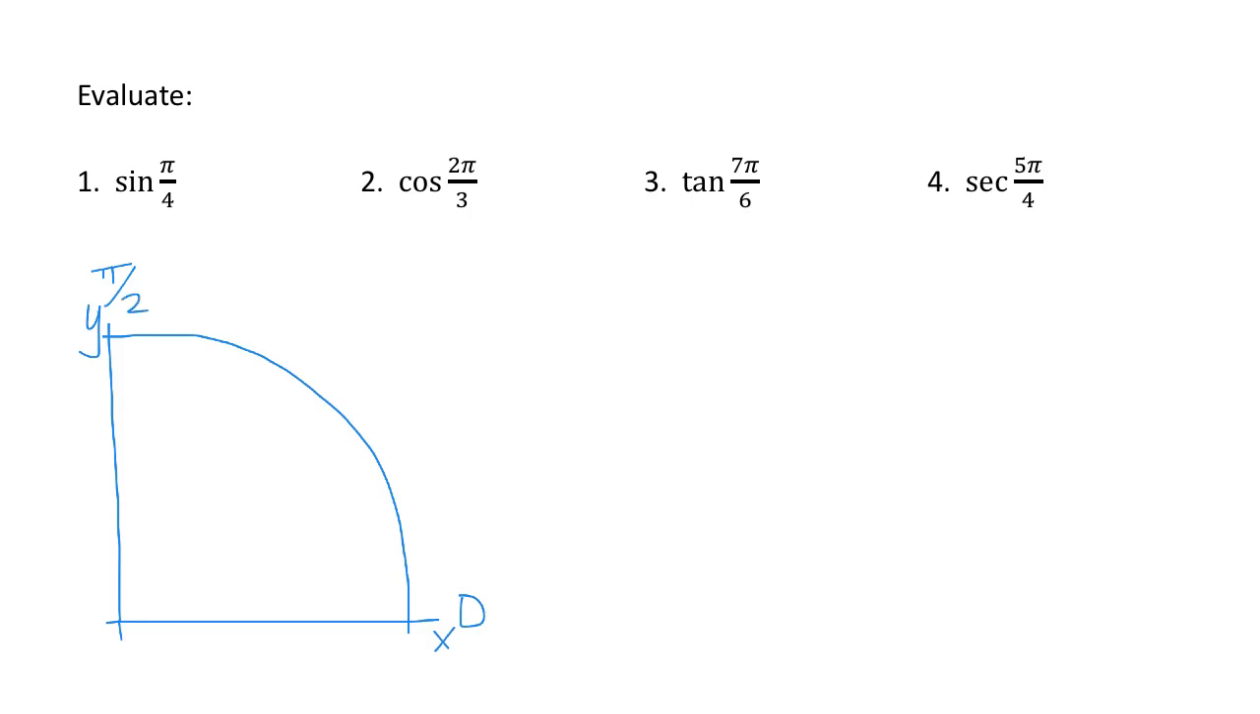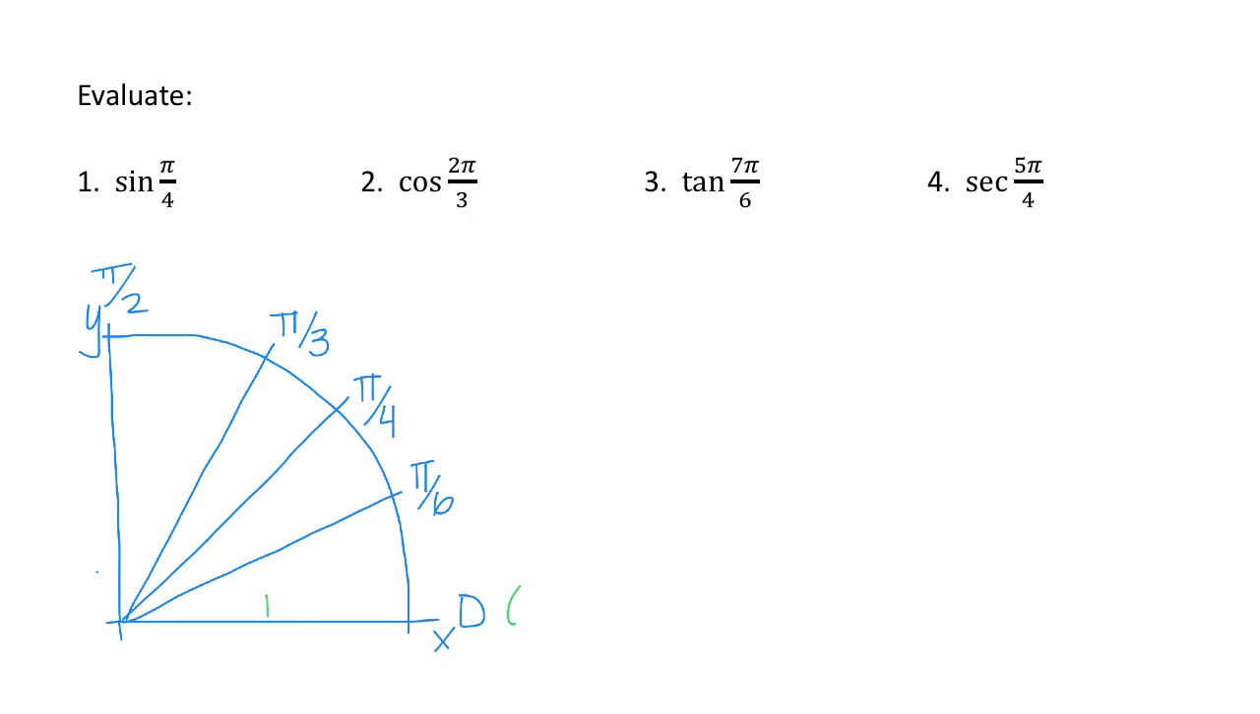Halfway between those is pi over 4, because that's half of a half, so a quarter. And then I have these other special angles, pi over 6 and pi over 3. And then I want to label the coordinates for those. So at 0 radians, the radius of the unit circle is 1, so you go over 1, up 0, and then at pi over 2 radians it is 0, up 1.